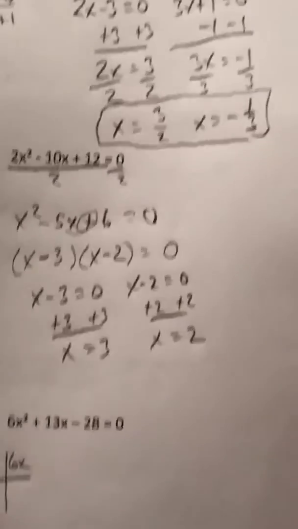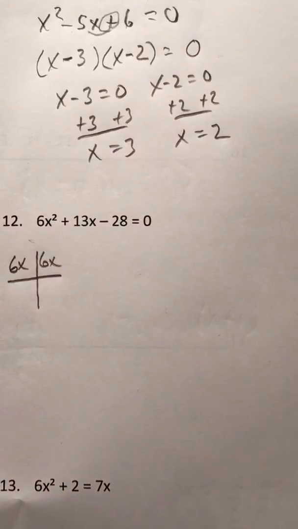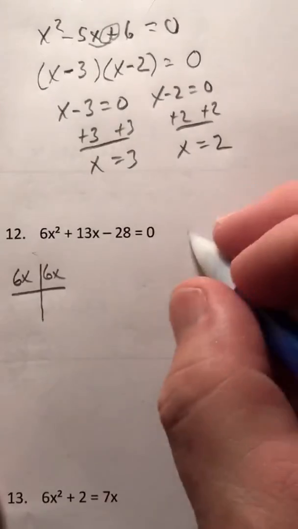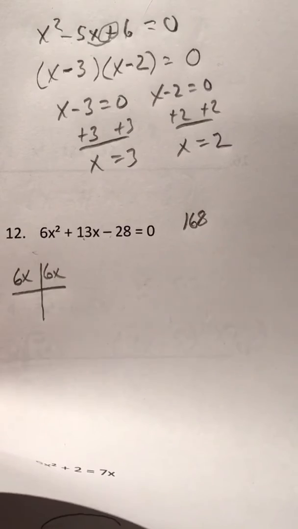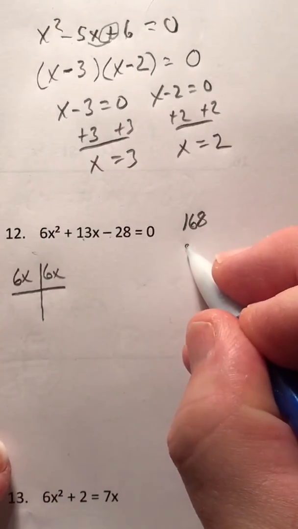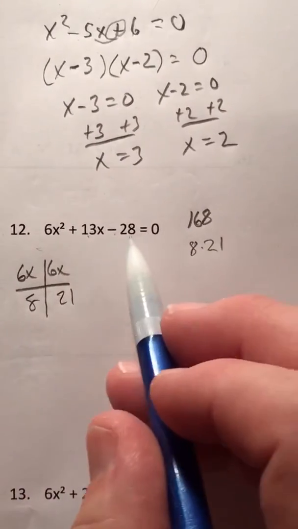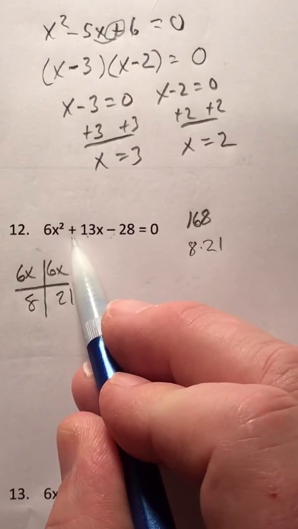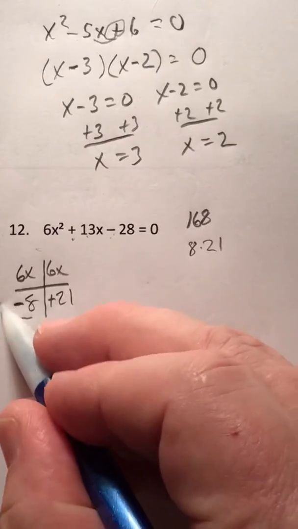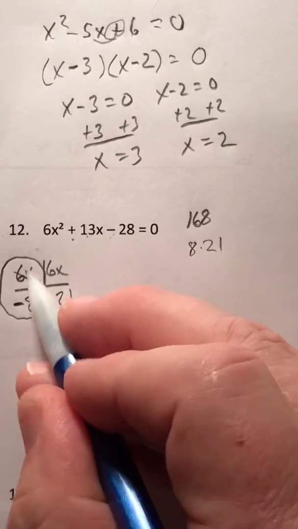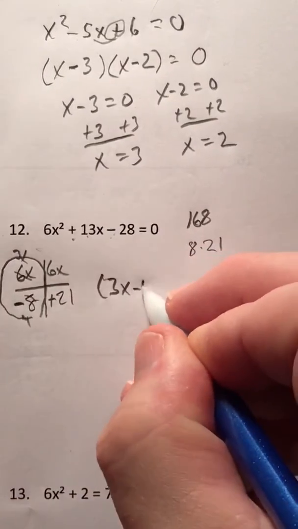All right. So again, 6 times 28 gives us 168. And the factors that subtract to give us 13 are going to be 8 and 21. So we're going to put an 8 in here and a 21 in there. And the signs are different. The bigger one's got to be plus, though, this time. So this time the 21's got to get the plus, and this gets the minus. So now we can factor a 2 out of these, and it leaves us with a 3x and a 4. So we're left with 3x minus 4.